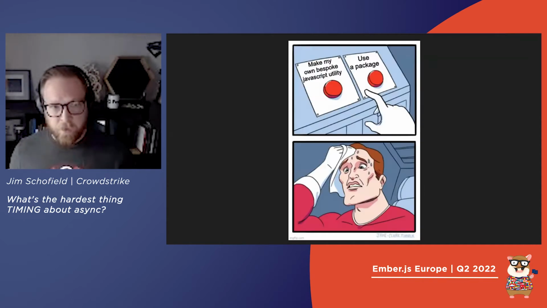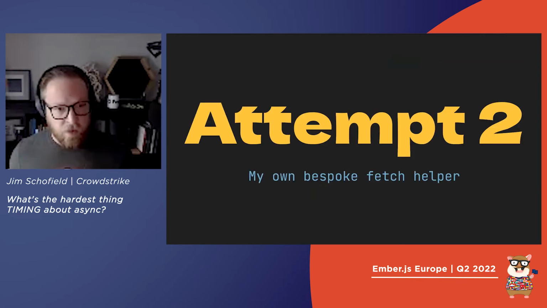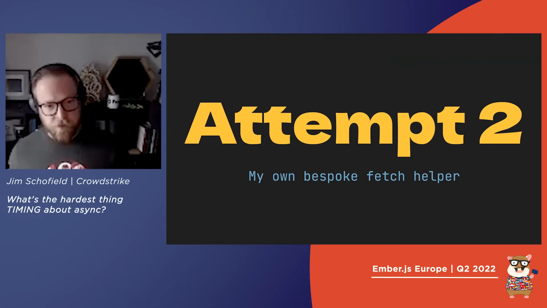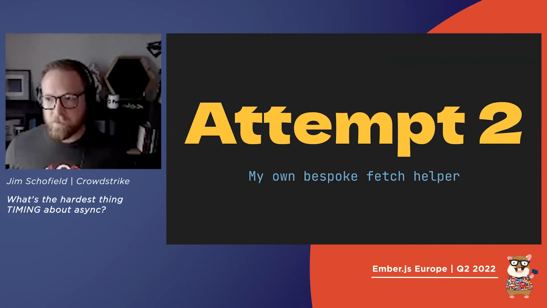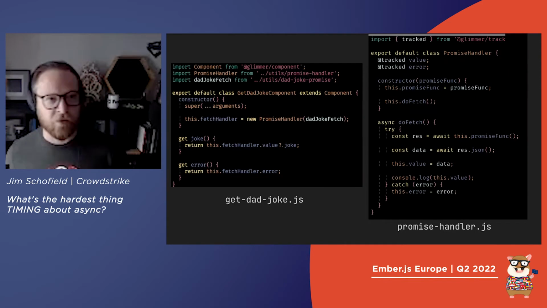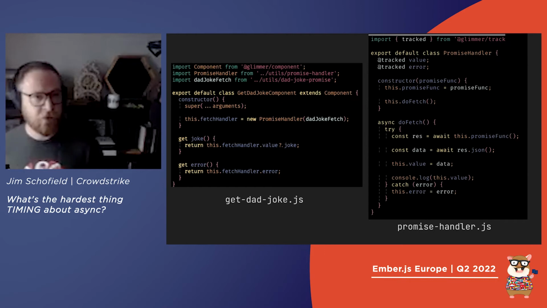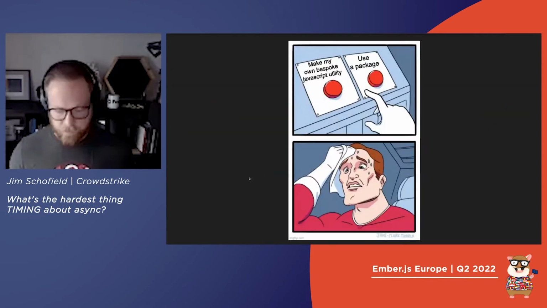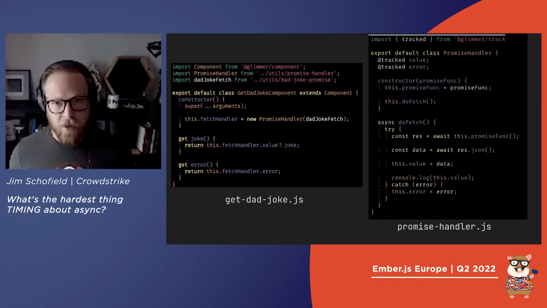And this is about the point where I was thinking, oh, maybe I should just use Ember concurrency or something. I didn't, and I chose to just create my own vanilla implementation. And I called it a fetch helper or a promise helper, promise handler. Naming is hard.